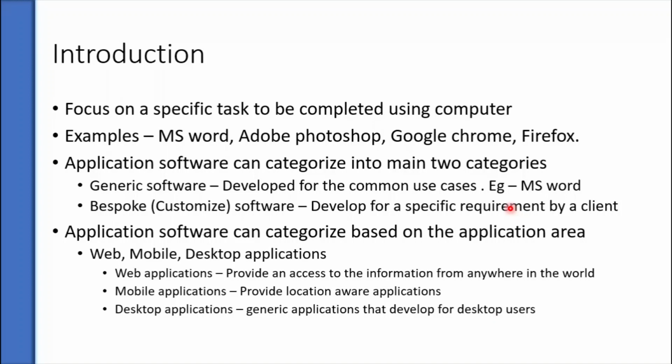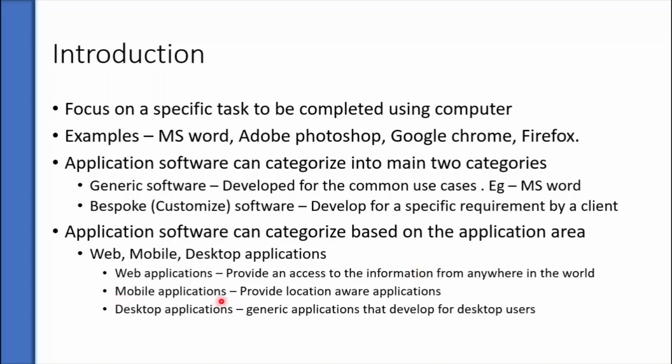And there's another categorization actually. This is a very recent categorization: web, mobile, and desktop. Very recently IoT was also added, but for now I'm speaking about these three. Web applications provide access to information anywhere in the world. An example is Google Chrome. These are web applications, and they provide internet connectivity.